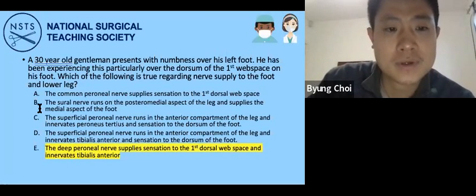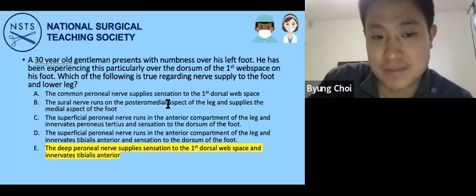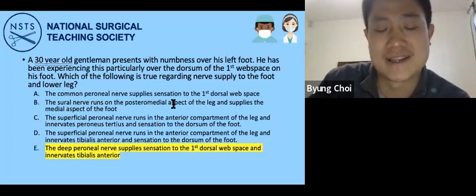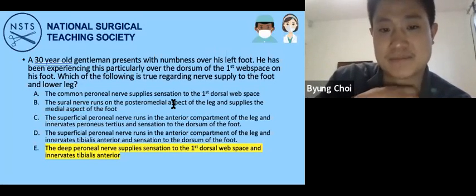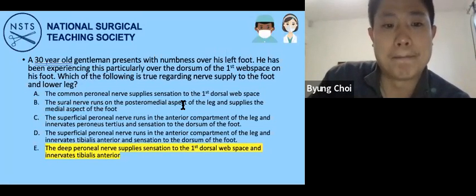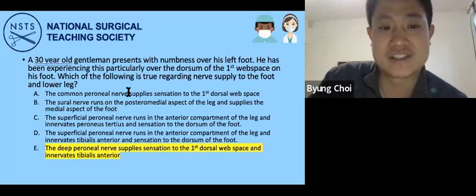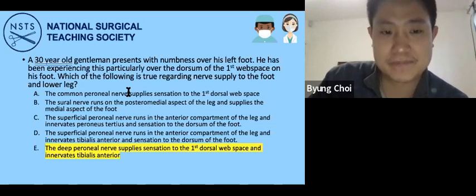The sural nerve, it says, runs in the posterior medial aspect. However, the sural nerve runs in the posterior lateral aspect, okay? And so B isn't correct. A, the common peroneal nerve supplies sensation to the first dorsal web space. Well, the common peroneal nerve is a big bundle of nerves that splits into the deep and superficial peroneal nerves. And so that can't be correct. Okay.